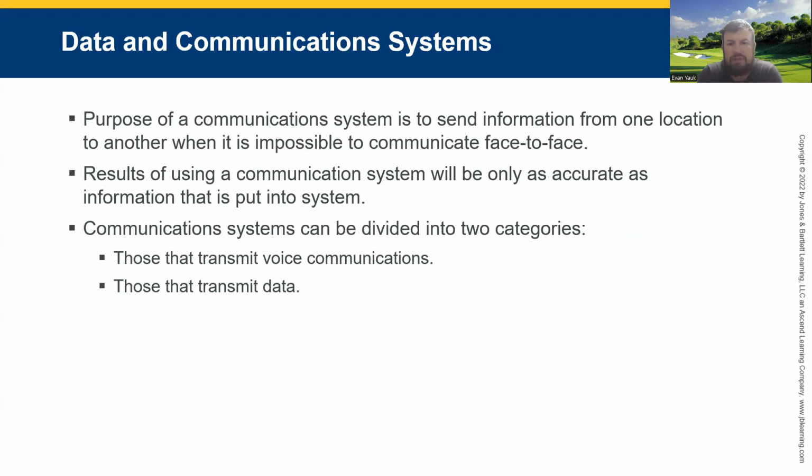So the communication system is used to communicate when you can't do face to face. So the communication system is going to be using the radio. It's going to be using the Bluetooth ability to send EKGs to the hospital before we get there. I'm going to talk a little bit about the different types of communication. So the result of a communication system will be only as accurate as the information that is put into the system. This, once again, starts with the caller. Whoever calls 911, it starts with them.